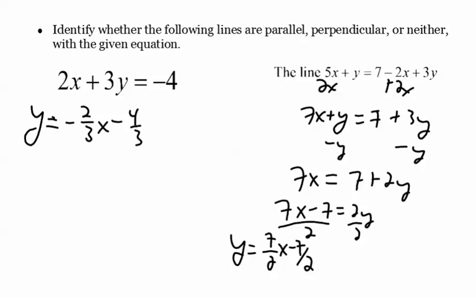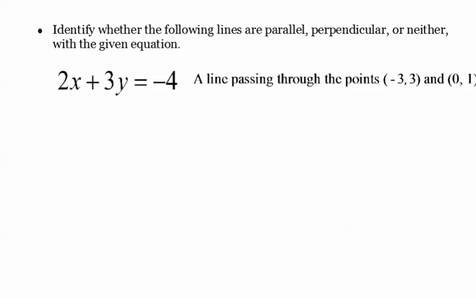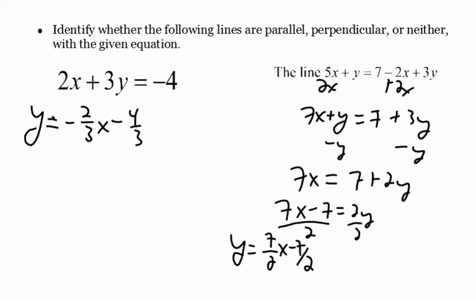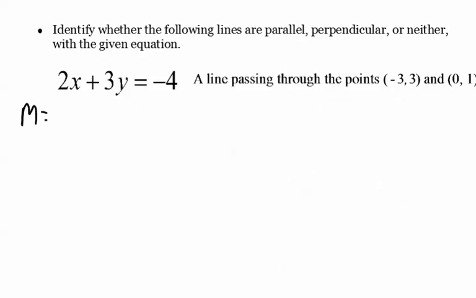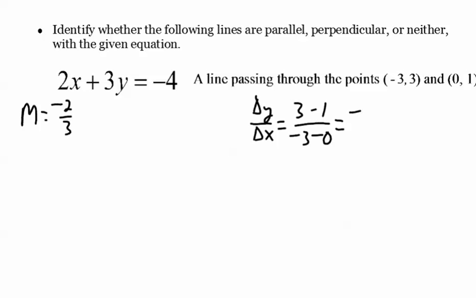Looking at the next one. Same thing. All we really care about here is our slope. Our slope is -2 over 3. So here, a line passing through the points (-3, 3) and (0, 1). Well, all you got to do is find the rate of change, also known as the slope. So I'm just going to go 3 minus 1 over -3 minus 0. So I get -2 over -3, which is 2/3. These guys are neither as well.